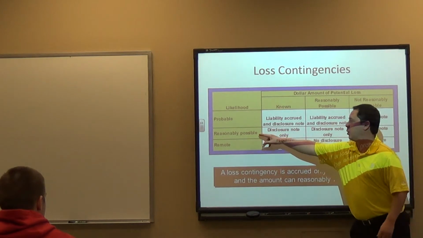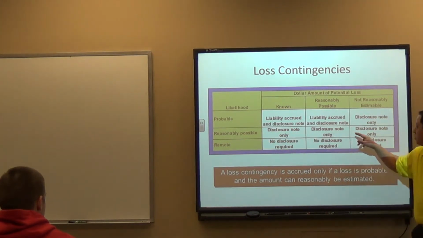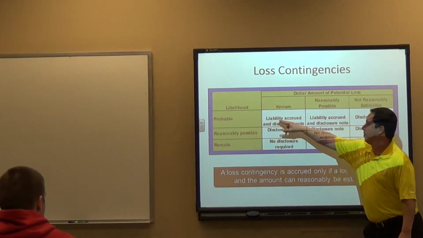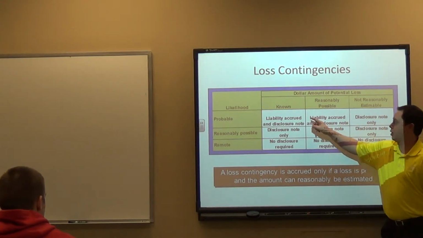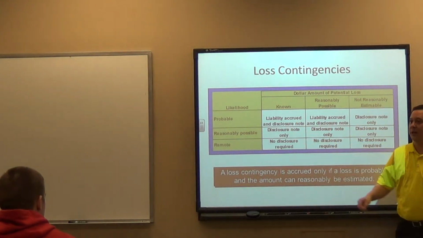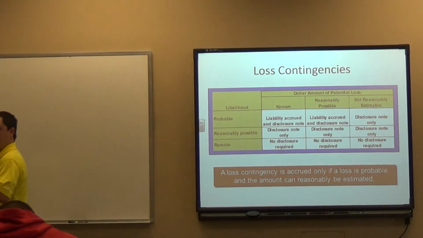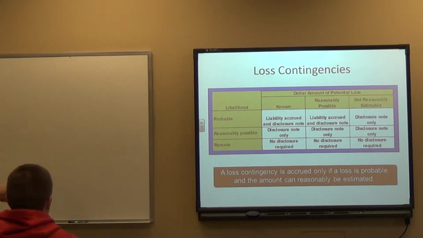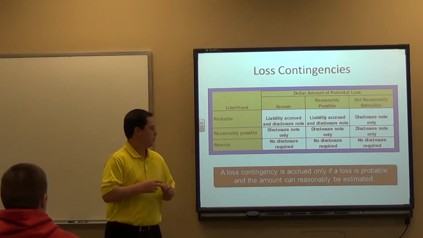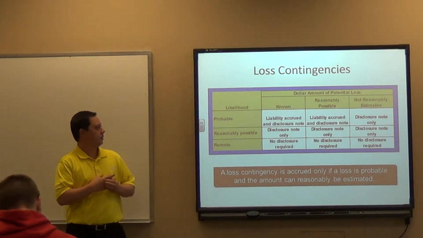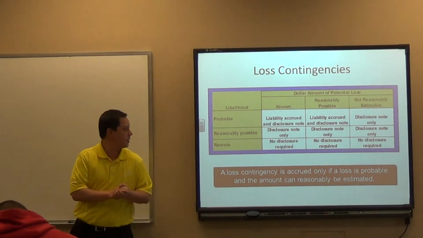But if it's reasonably possible, then you put it in the disclosure notes, pretty much in everything. And then for probable, you will try to disclose that as much as possible. You'll try to record the liability if you can know what that liability is going to be. So remember those things, those loss contingencies. I'll give you a moment to get that down.